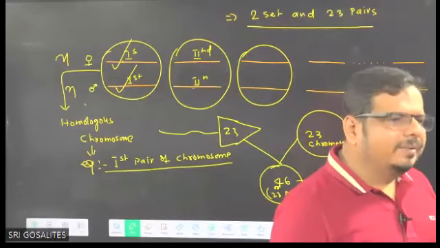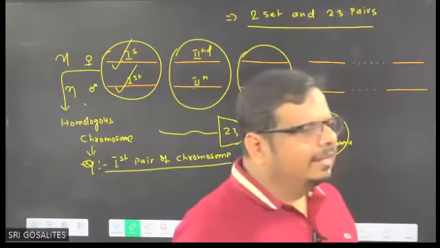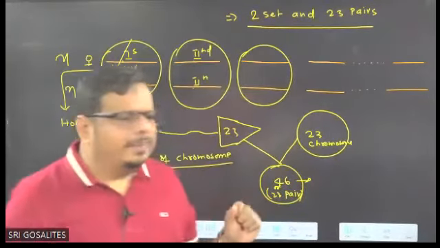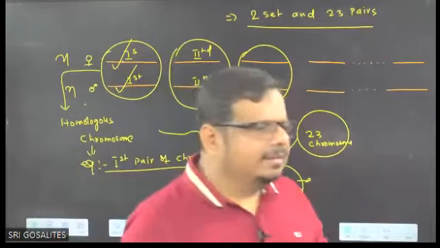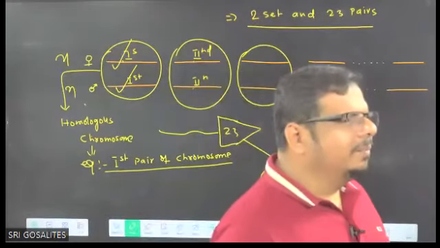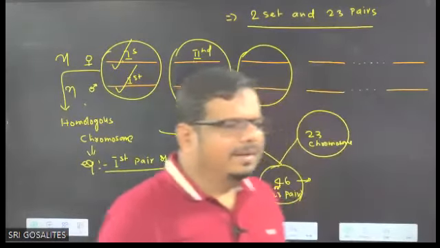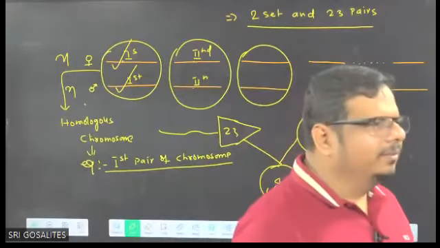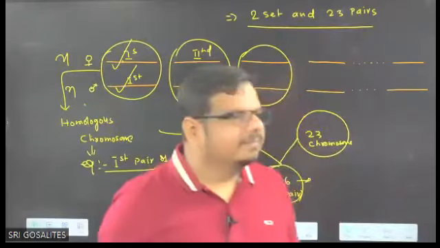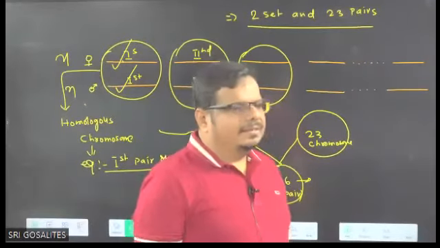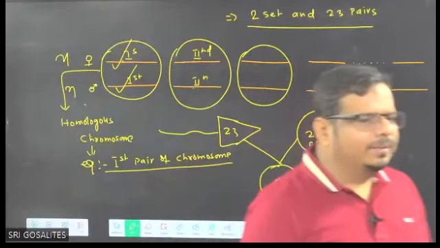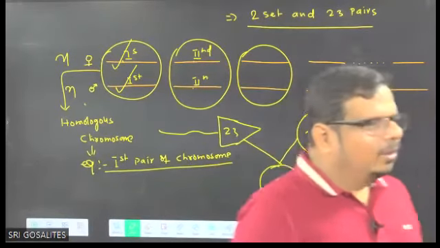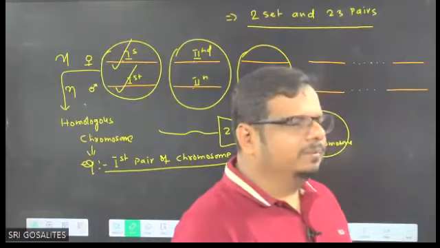How to know? Can anybody answer? Out of 46 chromosomes, 23 pairs, how do we say this is the first pair, this is the second pair, this is the third pair, this is the fourth pair? Yeah, very good, Mansa, very good answer. Size. We name the chromosomes based on size. Clear? The longest chromosome is the first chromosome.